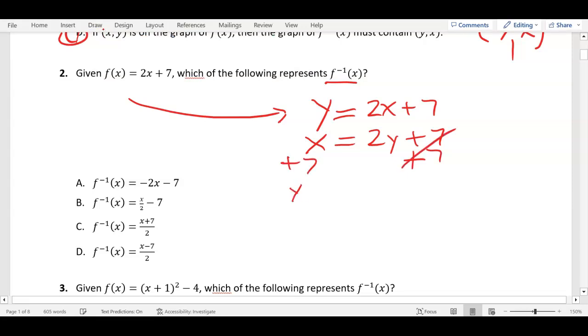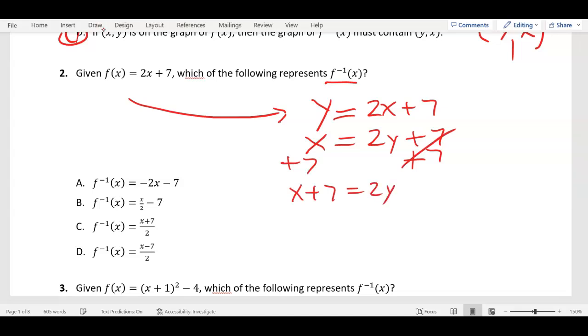Sevens cancel out, and I got x minus 7 equals 2y. And then to get rid of that 2, I divide by 2, and I get that fraction. So I can make it one big fraction. Last step is to rewrite it as f inverse x with a little f negative 1. So I'm going to rewrite it: f inverse x equals x minus 7 over 2, which gives me this one.